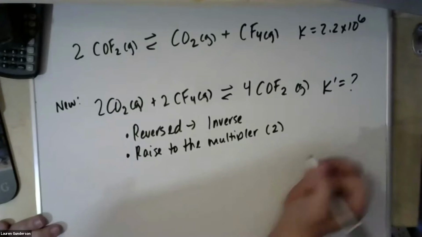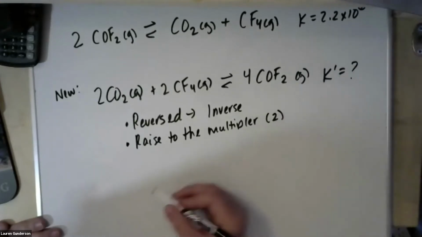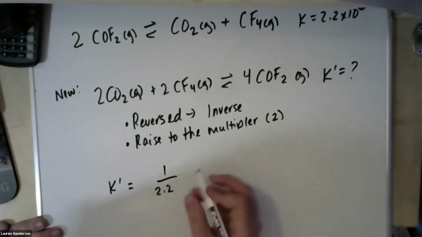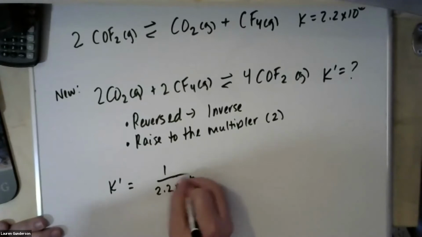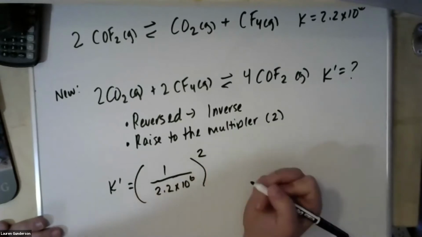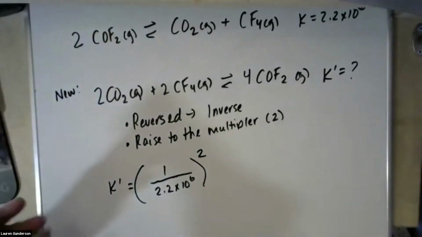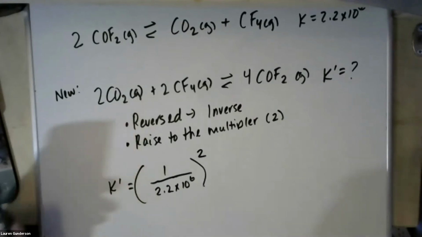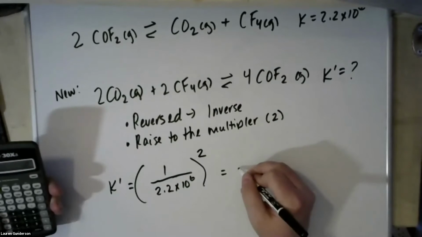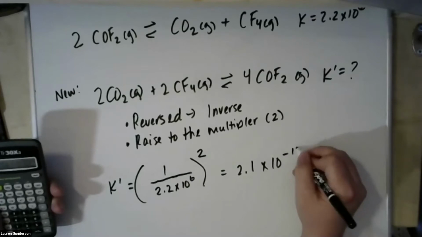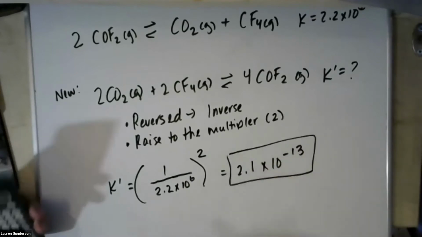All right, so I take my original K value, take the inverse of it, and in this case, I'm going to square it because my multiplier was 2. Okay, and we get 2.1 times 10 to the negative 13 as our new K value.